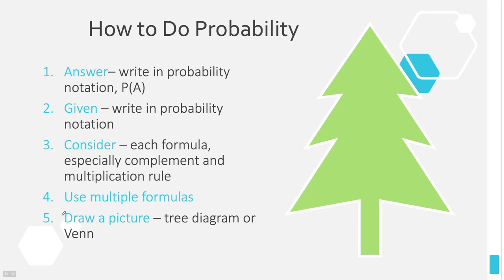So the first step is to write the answer that's being requested, write what the problem's looking for in probability notation. So if it's asking you, what's the probability that in your sack lunch you got an apple? Then you might say, hey, I'm going to do probability of A as probability of getting an apple. And then, likewise, everything that's given to you, all of the information that's given to you from the problem, you're going to write it in probability notation as well. So you have all the information that you're given, and then you have all the information that you want to find out. Those two things help you do step three.